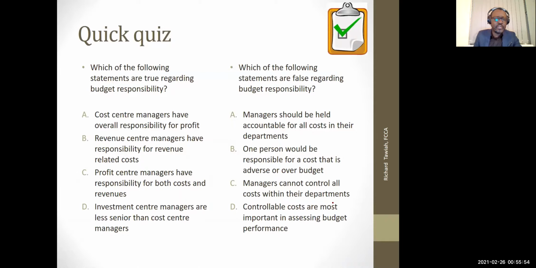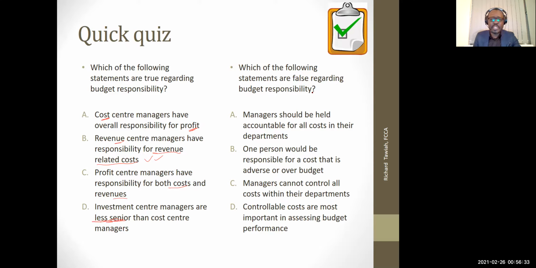Finally, which of the following statements do you think are true in terms of budget responsibility? Cost center managers have overall responsibility for profit. Costs, profit, is it true? Revenue managers have responsibility for revenue-related costs. Revenue-related costs, okay? That's the emphasis, key. Excellent, very easy to identify this. Profit center managers have responsibility for both costs and revenue. Makes sense, right? Investment center managers are less senior. Are they less senior? No, they are more senior, okay?